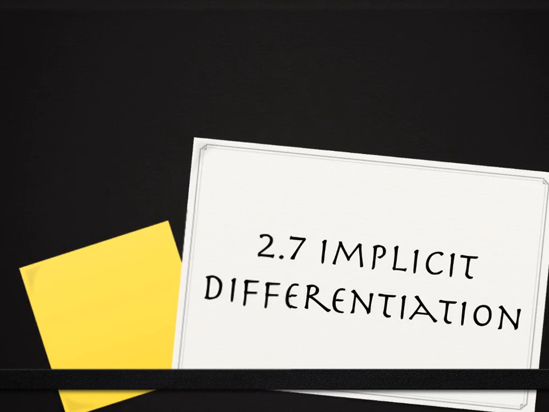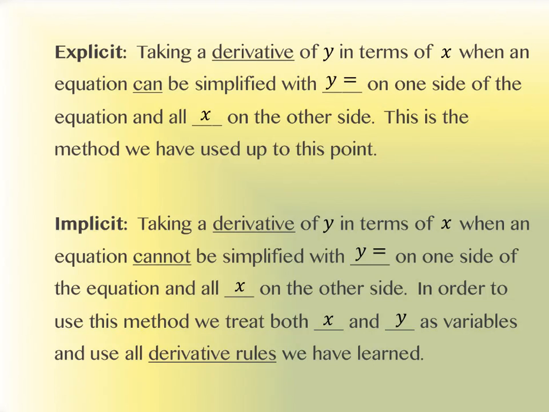Section 2.7 is called implicit differentiation. And the first thing I want to talk about is the two types of differentiation that we can do. The first type is the type that we've been doing. It's called explicit differentiation. Explicit differentiation is taking a derivative of y in terms of x when the equation can be written as y equals, with x all on the other side.